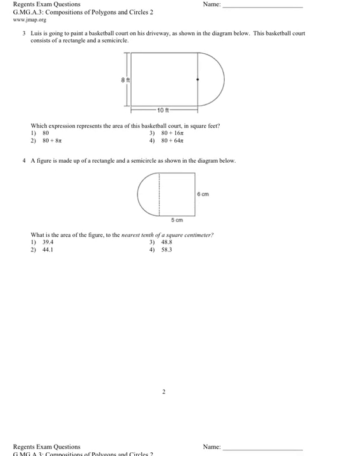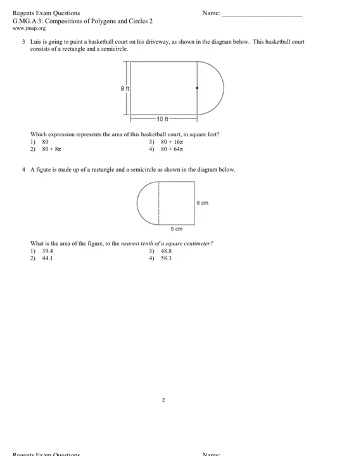Lewis is going to paint a basketball court. Painting is area. They want the expression that's going to represent the area. So you need to start by getting the radius. So the radius would be half the diameter. The diameter is 8. They tell you that you have a rectangle and a semicircle. So you can assume that this is 4.